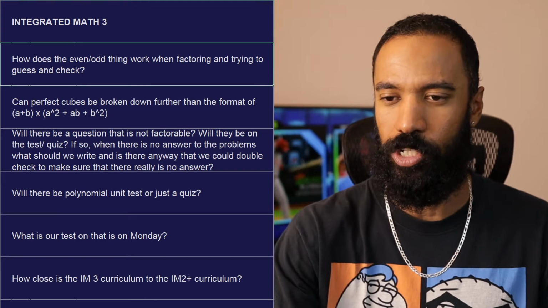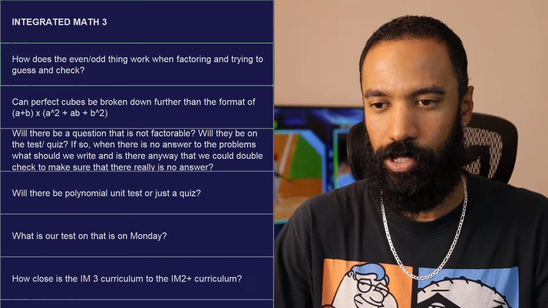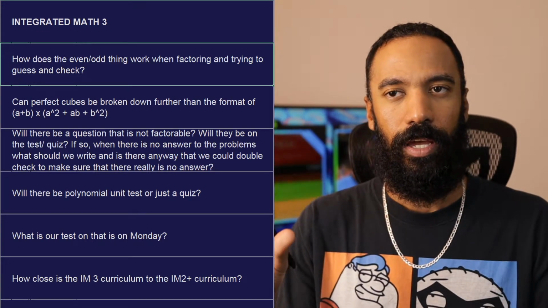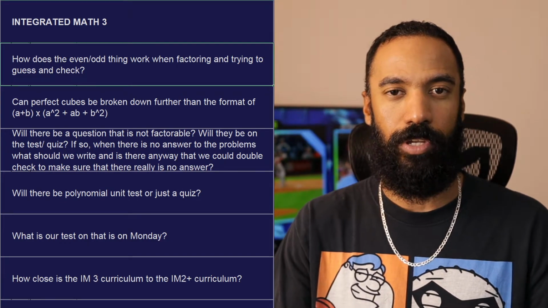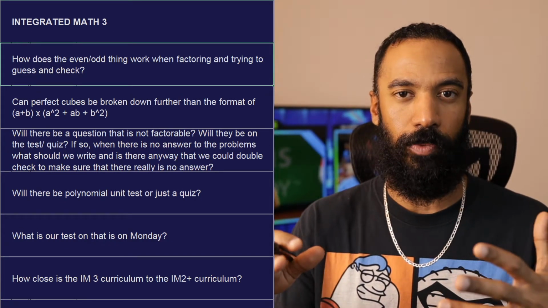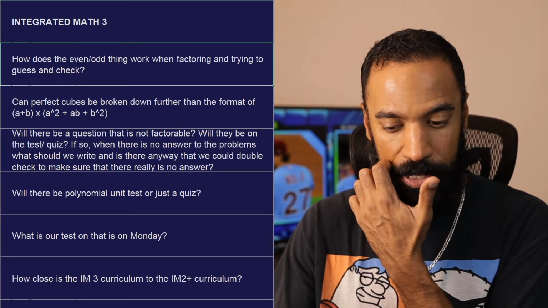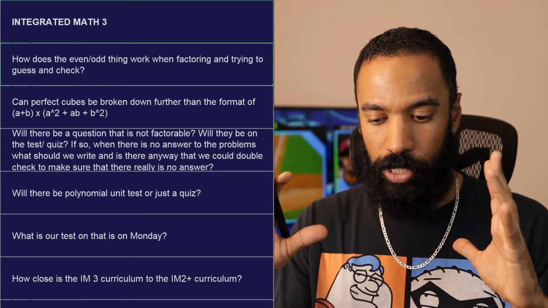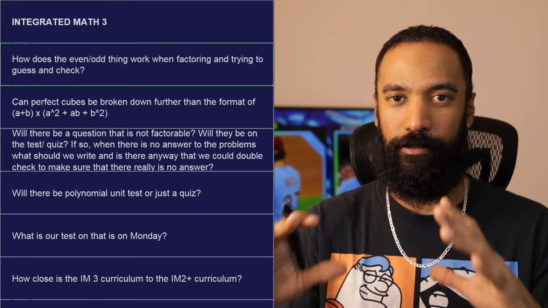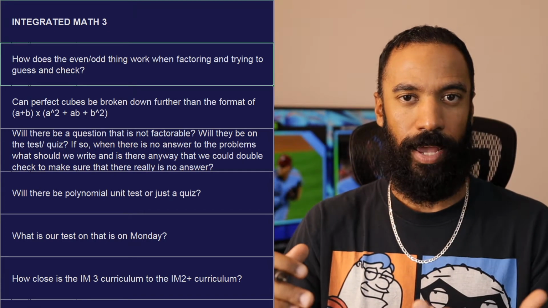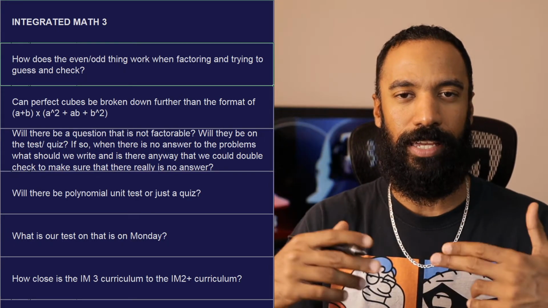Let's start with the first question, which says, how does the even odd thing work when factoring and trying to guess and check? So if you haven't seen me do quadratic trinomial factoring, I use a mental guess and check strategy with it. I FOIL things out until it works. I actually try and multiply things out. And my goal is to not guess every factor under the sun until it works. My goal is to reduce my factorization guessing, right? I guess as little as I have to, so I save myself time. I land on a right answer a lot easier by doing that.